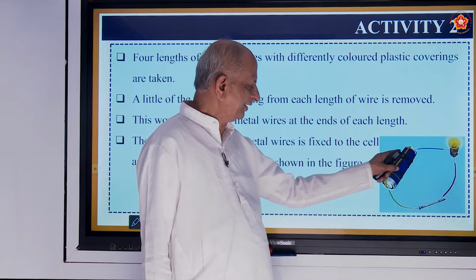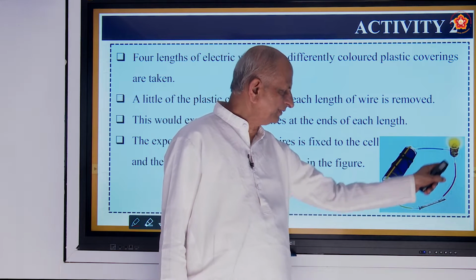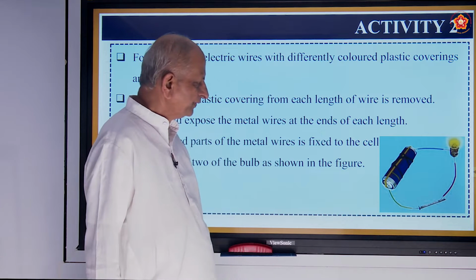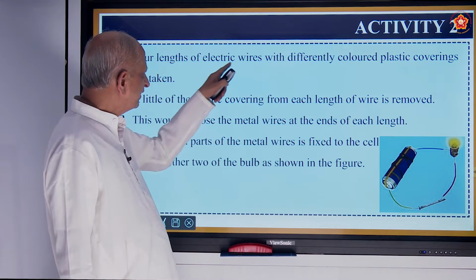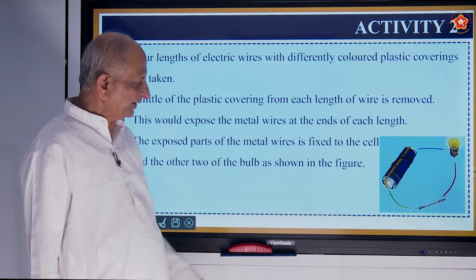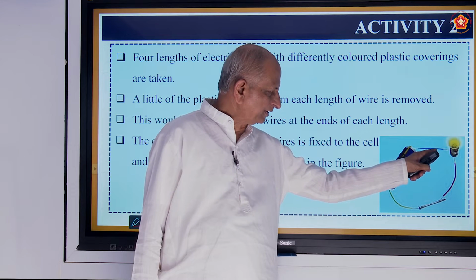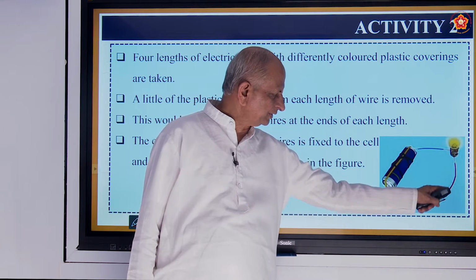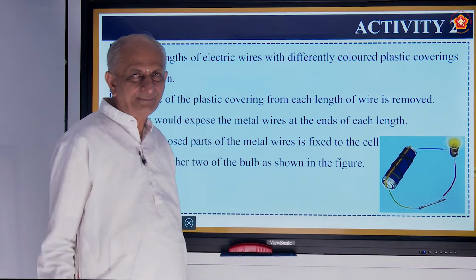So this is what is called a cell. These are the 4 pieces of wires. This is a bulb. This is the nail. So what do you expect? So, 4 lengths of electric wires with differently colored plastic coverings. So this color is somewhat yellow, this is somewhat blue, this is red, this is green. So different colored pieces of wires.